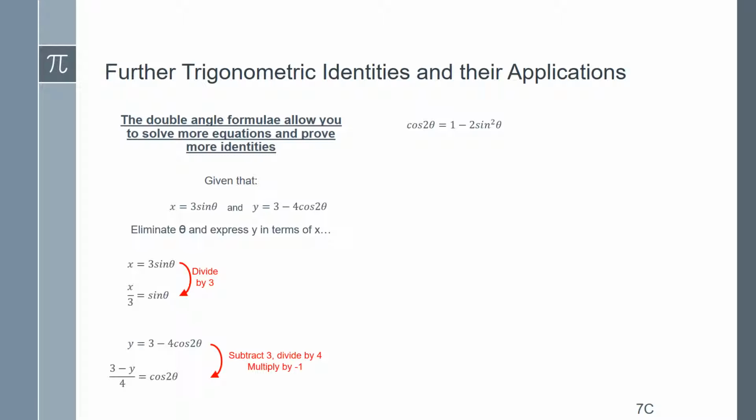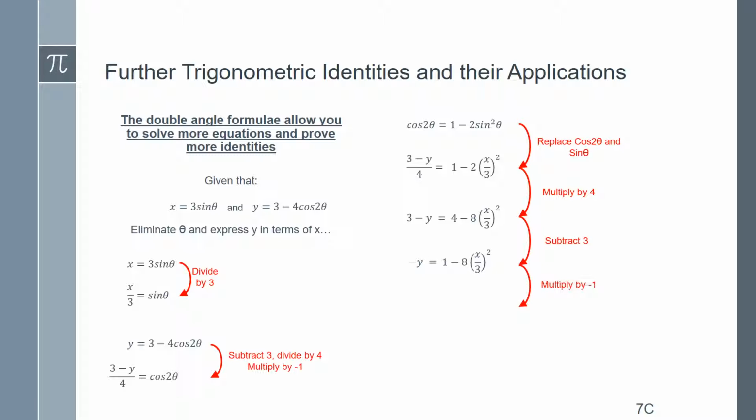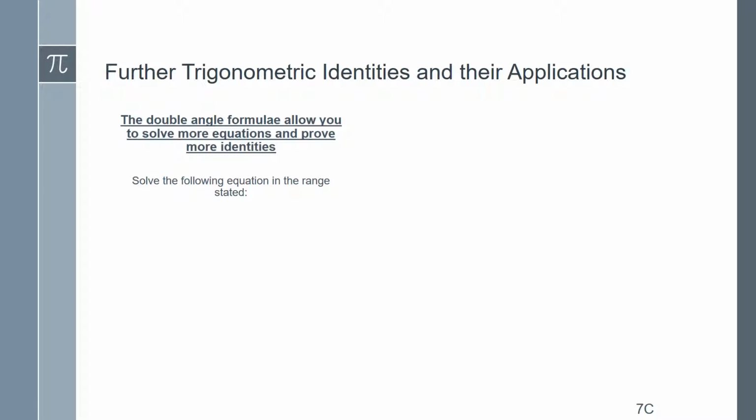We also know that cos 2 theta is 1 minus 2 sine squared theta. So if we replace cos 2 theta and sine theta, then cos 2 theta is 3 minus y over 4, and sine squared theta is x over 3 squared. Now we can multiply it out, rearrange it, times by the 4, subtract the 3, and finally times by minus 1, and there we go. Job done again.